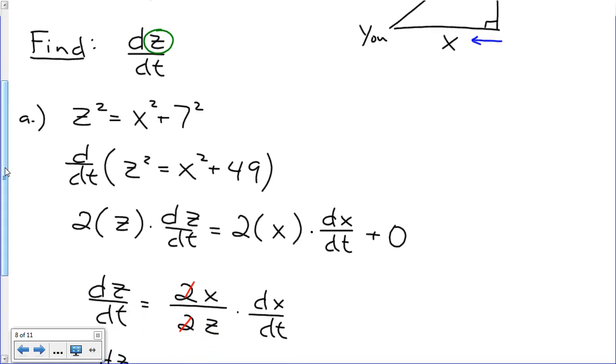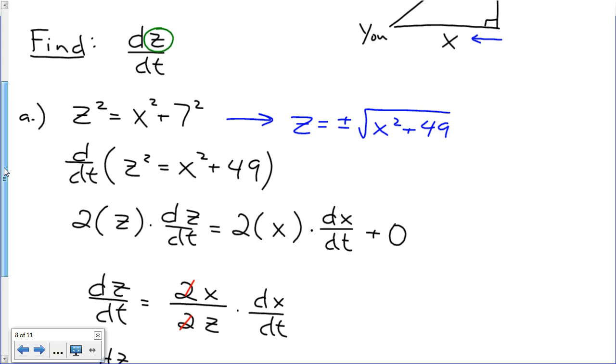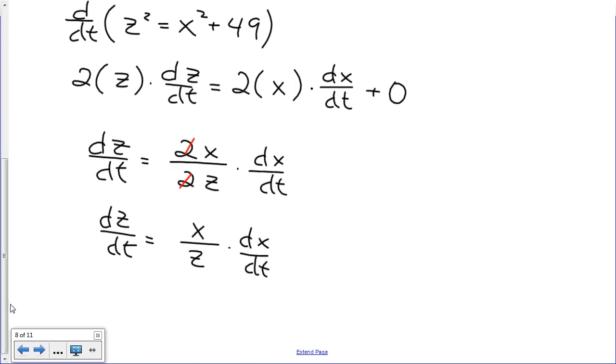So if I come back here to this original equation that we had here, and we'll just rewrite it. If I solve this thing for z, I know z is equal to, it's actually technically plus or minus, the square root of x squared plus the 7 squared, or I'll write that as 49. Now the z is the hypotenuse of our triangle there. That's the straight line distance between us and the plane, so it's going to be positive. So I don't need to worry about the negative part of that root. But that's my substitutions then.